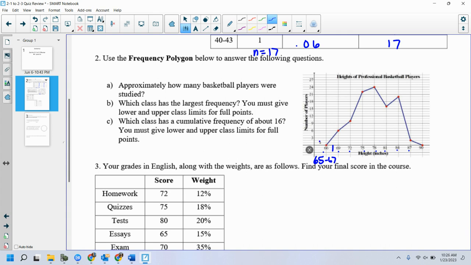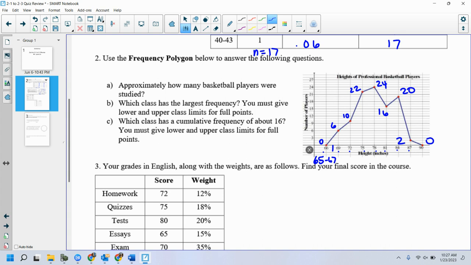We've got 0 here as my frequency. Looks like 6 is my frequency. 10. We got 22 here. This looks like it's 24. This looks like 16. That's probably 20. That's 2. And then 0.